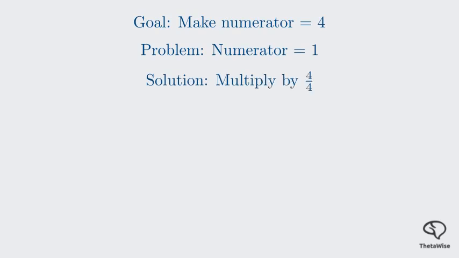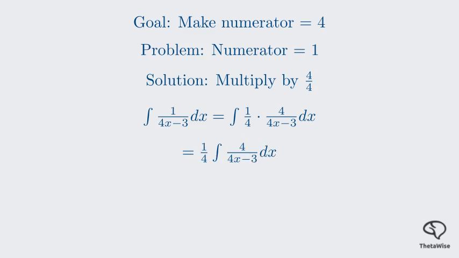We can multiply inside the integral by 4 and multiply outside by 1/4. 4 times 1/4 is 1, so we haven't changed anything. We've just rearranged it to fit our pattern. Now we can pull the 1/4 out in front of the integral, leaving us with exactly what we need inside, 4 over 4x minus 3, which is f prime of x over f of x.